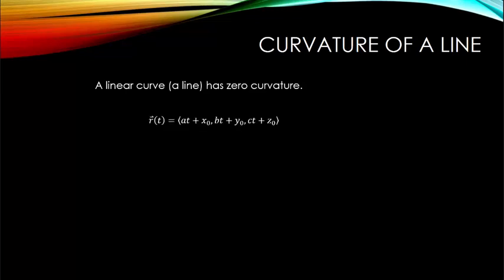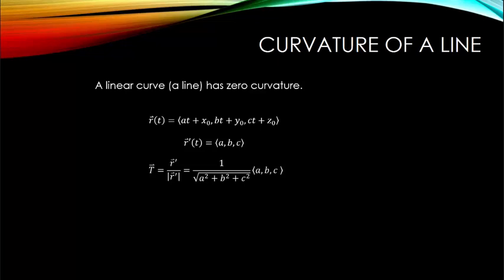If I have a vector valued function given by the components a times t plus x naught, b times t plus y naught, and c times t plus z naught, and I take the derivative with respect to t of these components, I get r prime of t is equal to the vector components a, b, and c. The unit tangent vector for this curve is given by r prime over the magnitude of r prime. The magnitude of r prime is the square root of a squared plus b squared plus c squared, and the vector components are given by a, b, c.